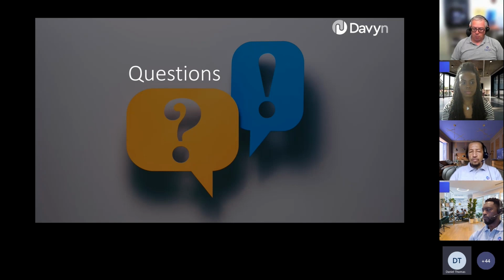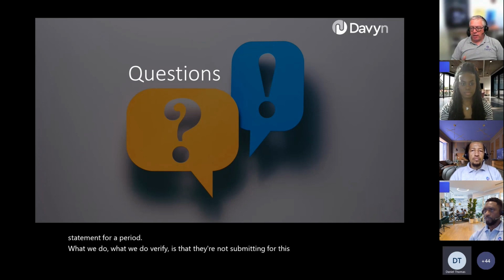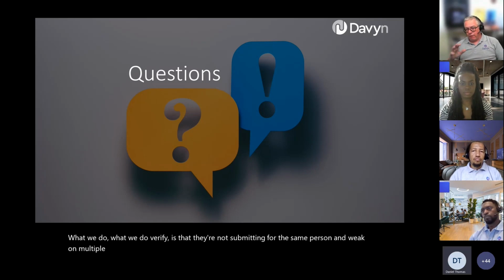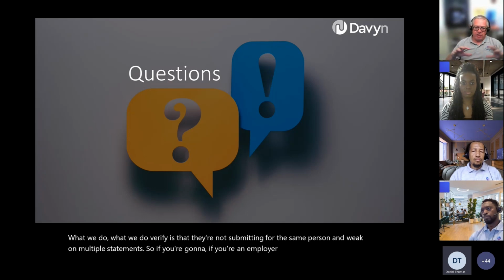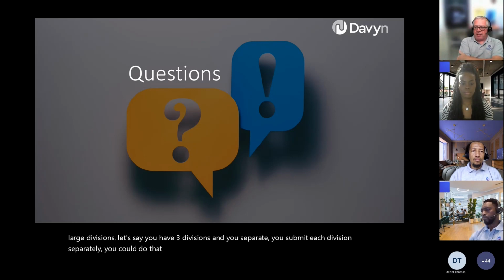I just want to know if there is a line, if that was thought through, because you might find that would be needed for some employers. We do support that. So, for example, we would allow an employer to submit more than one statement for a period. What we do verify is that they're not submitting for the same person and week on multiple statements. So if you're an employer, and let's say you have 3 divisions and you submit each division separately, you could do that. But if we saw the same employee in all 3 statements, we would reject it.